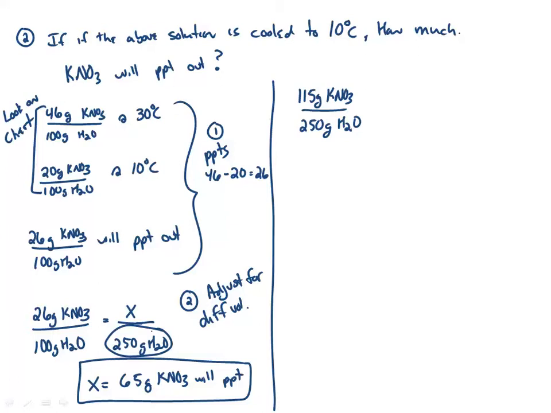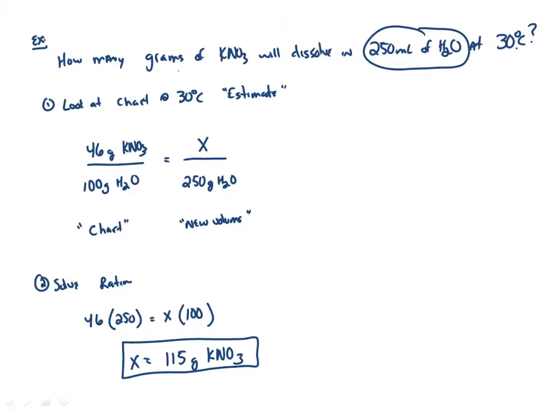How did you know to look at the 30 degrees though? Because it says if the above or previous solution. Oh. And so we're taking this previous solution that was at 30 degrees Celsius. So the two problems are linked, right? They're not the same question, but they're linked together.